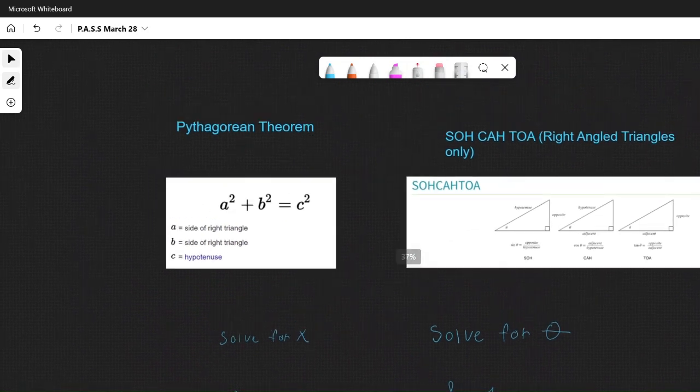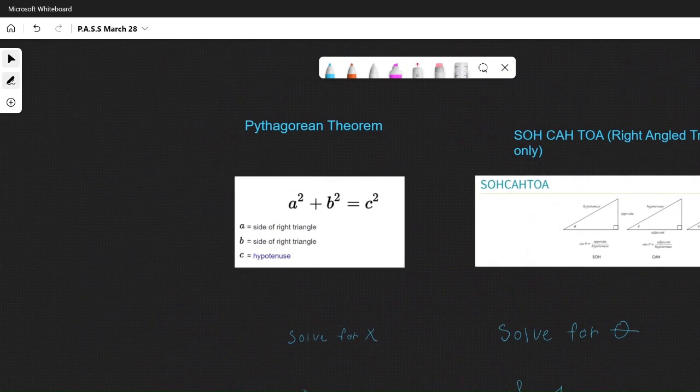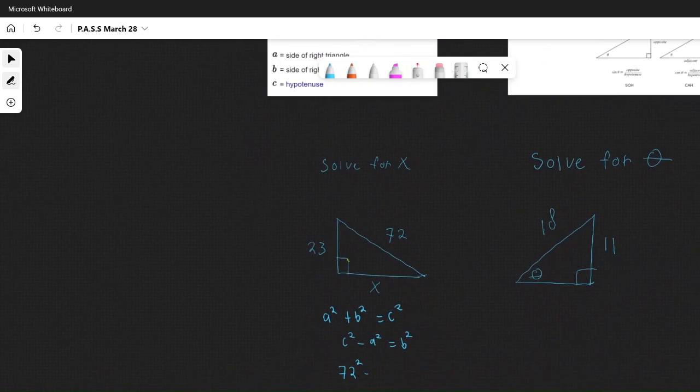The Pythagorean theorem is a squared plus b squared equals c squared, where c is the hypotenuse, the largest side. We have this example here, where we have 72 as the hypotenuse, and we have x. Let's say that x is our a, so x squared plus, and we'll say 23 is our b squared, equals c squared, then substituting in.